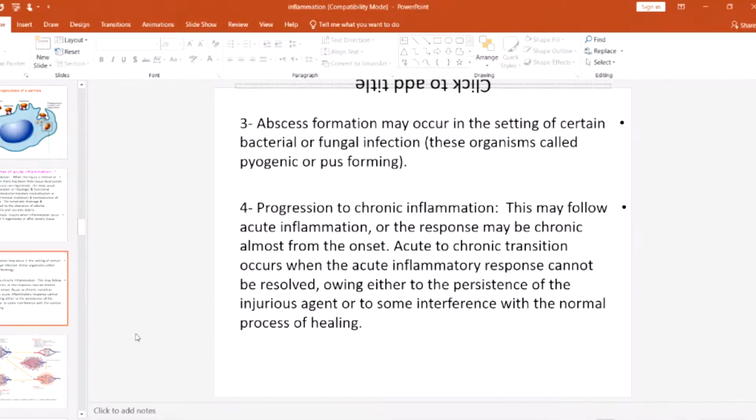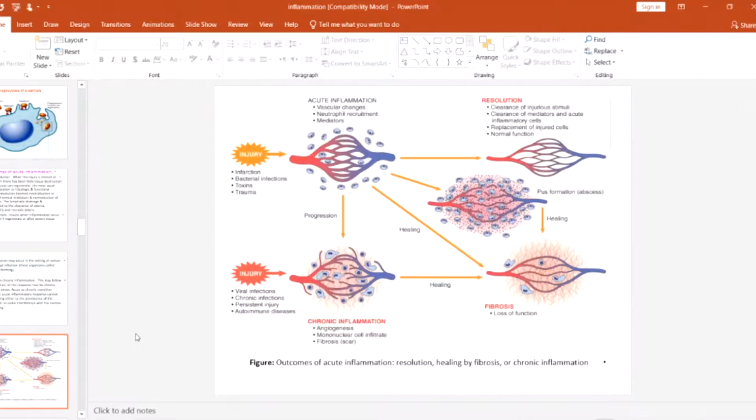Okay students, now let me make a summary. Now the outcome of acute inflammation, meaning what is the fate at the end of acute inflammation? Number 1, complete resolution, meaning the tissue goes back to its normal state. Number 2, fibrosis. Number 3, abscess. Number 4, progression to chronic, where it turns from acute to chronic. Full stop. Okay.